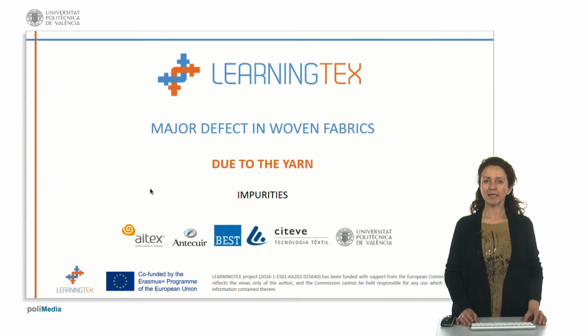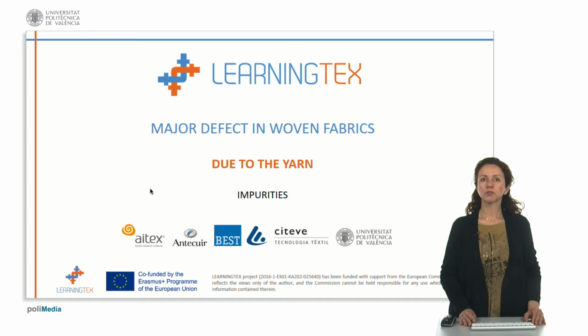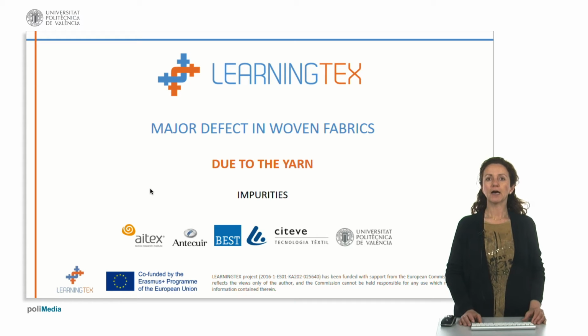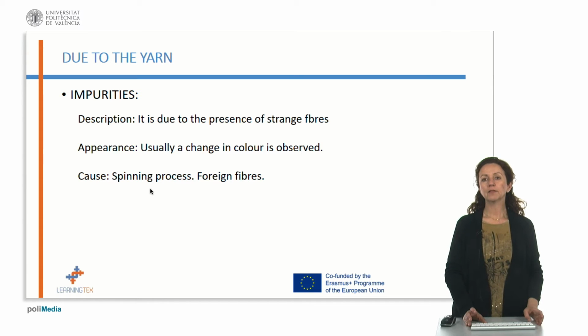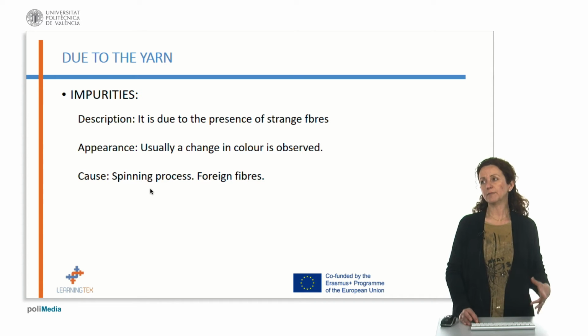Hello, welcome once again. In this case, we are going to talk about defects due to the yarn, and concisely, we are going to talk about impurities. What are we going to talk about in these videos? What we are going to explain is what an impurity is, which is the appearance of this defect, and mainly which is the main cause that produces this defect.